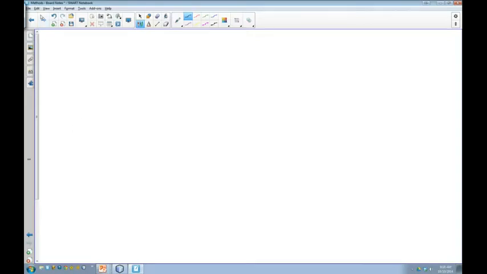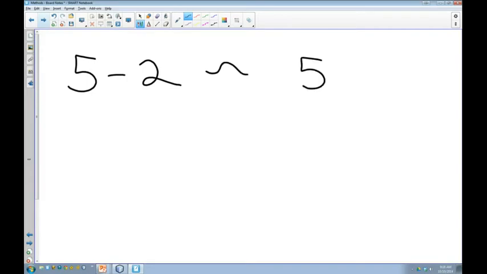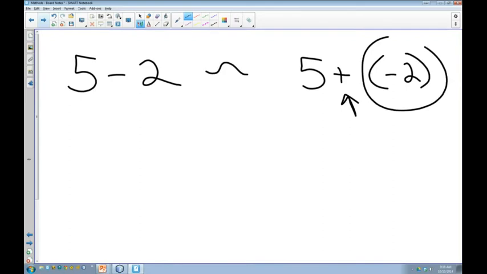Well, subtraction is actually a trick, okay? Because 5 minus 2 is equivalent to 5 plus negative 2, right? It's the same thing. So I can just use adding as long as I can create negative numbers. If I can make a number negative, I don't need subtraction. I can just use adding.